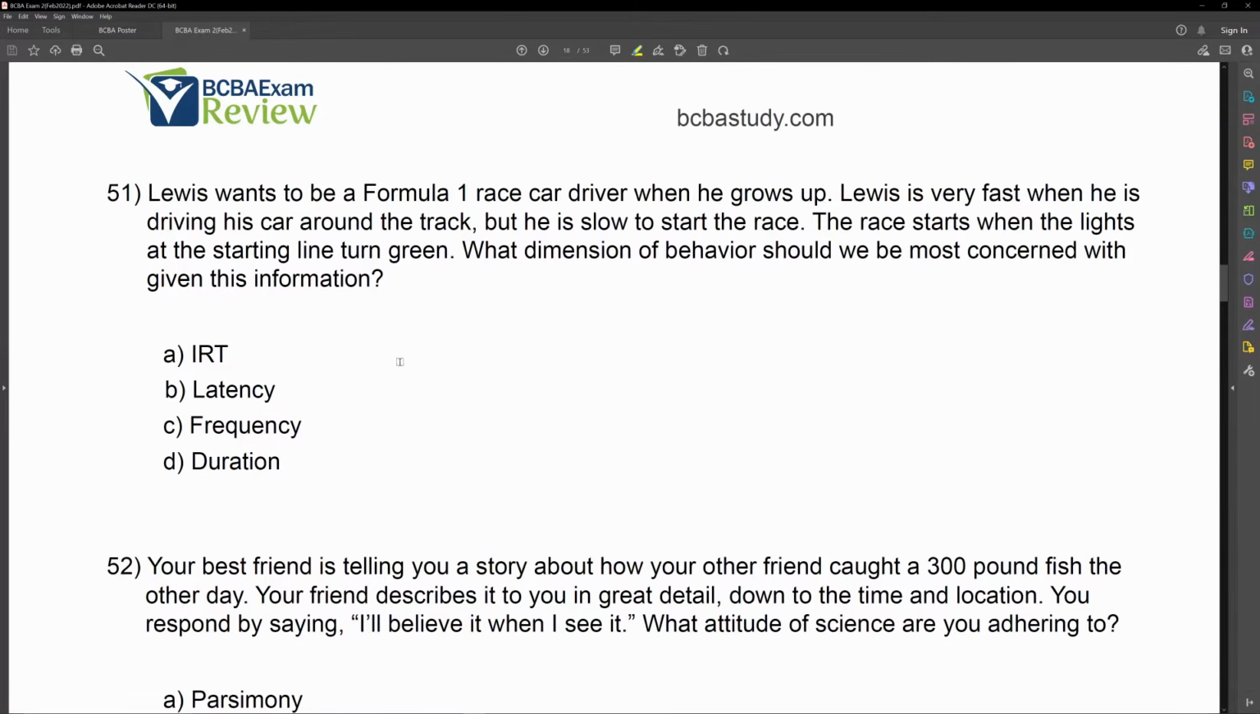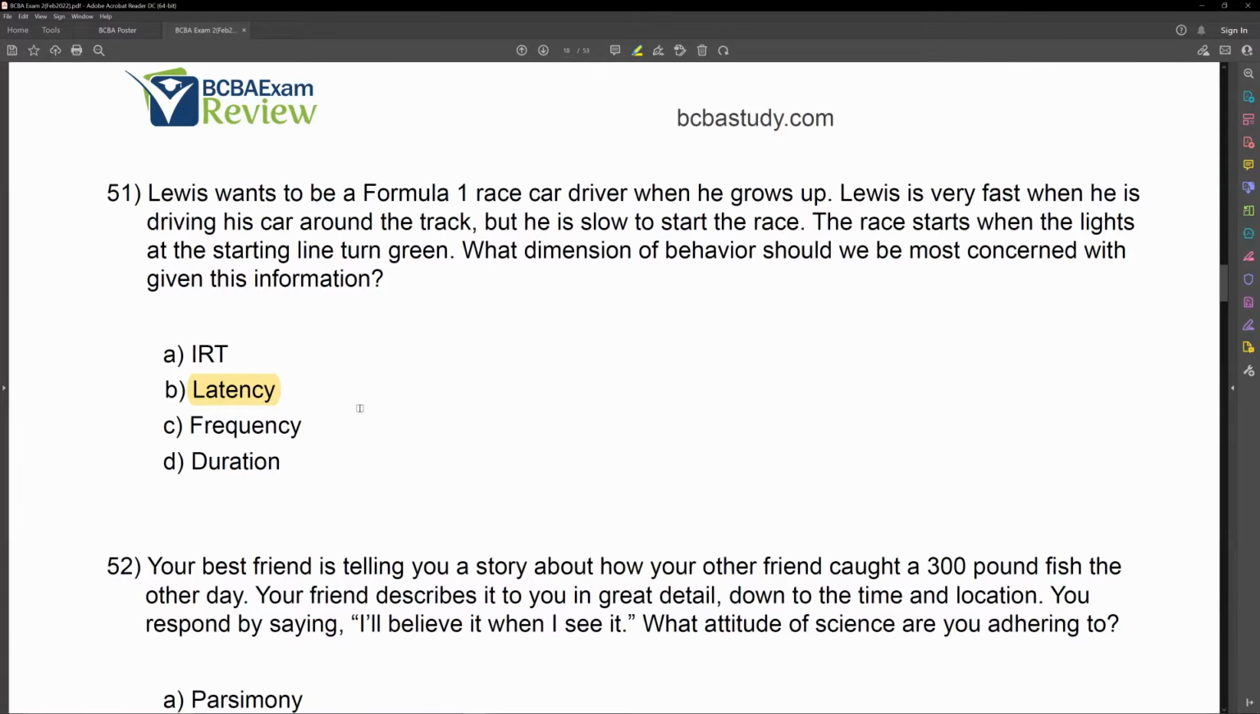Are you concerned with A, inter-response time? Inter-response time, of course, is time in between two responses. We're not measuring the time in between starts. We're measuring one instance of a start from the SD, which is the lights turning green, to Lewis starting. So we're not worried about multiple responses and time in between multiple responses. We're simply worried about what? We're worried about latency. The time from that light turning green to Lewis starting is our concern.